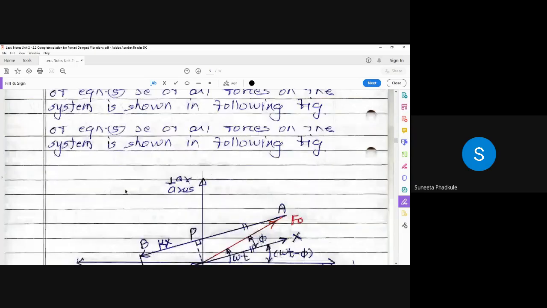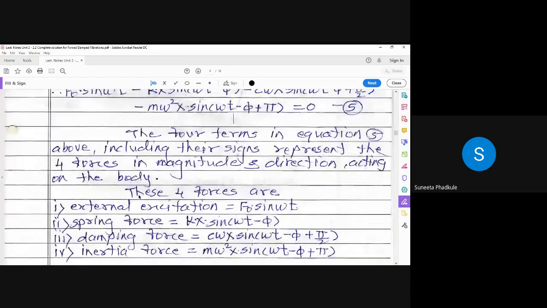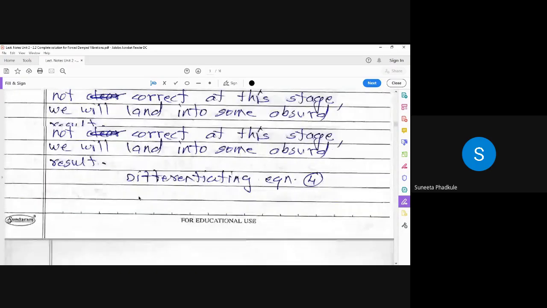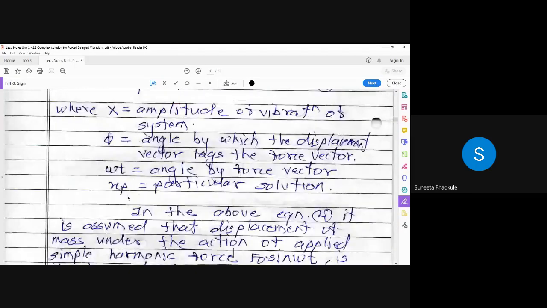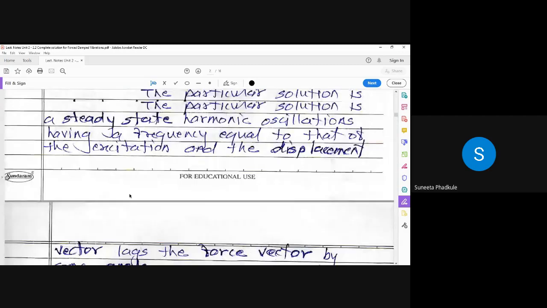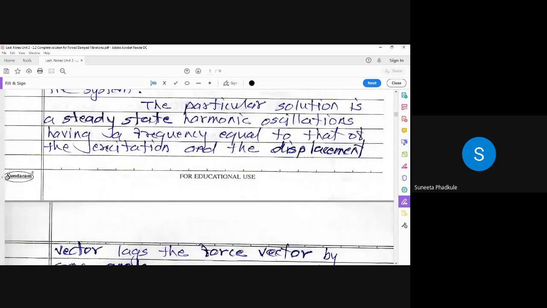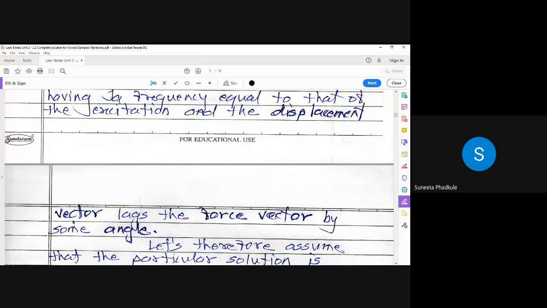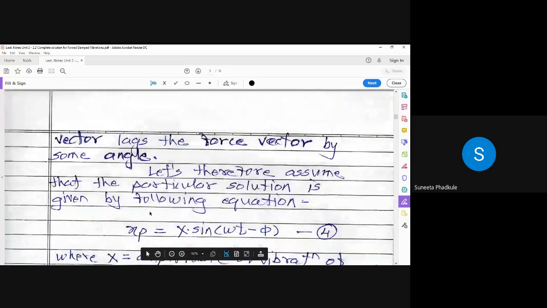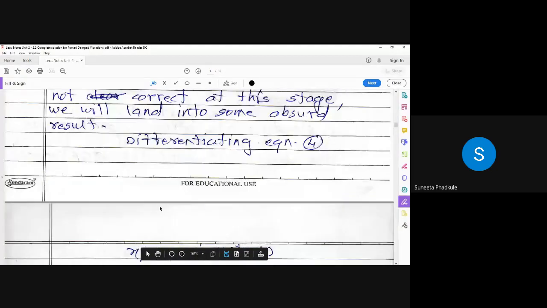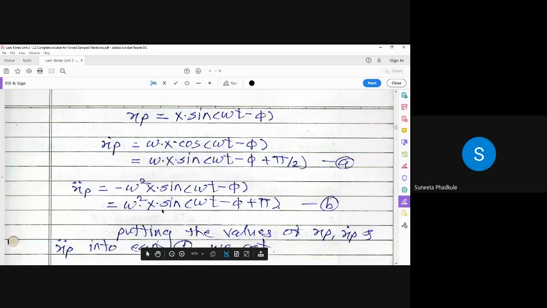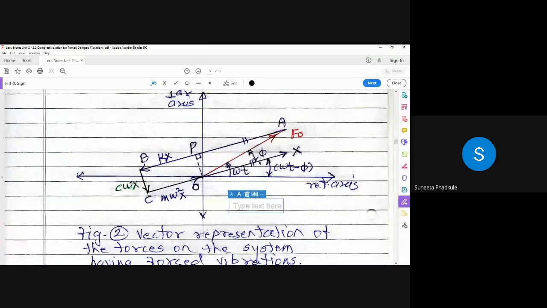If you read the statement here again, now you will come to know the meaning. The particular solution is a steady state harmonic oscillation having a frequency equal to that of excitation, and the displacement vector lags the force vector by some angle, and that angle is phi. Understood? So the displacement vector is always lagging the force vector by an angle phi. That has been shown here. So this is omega t, this is phi.